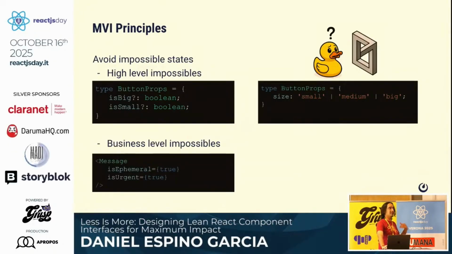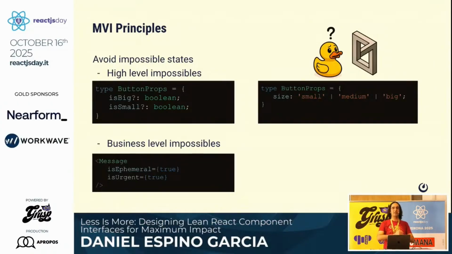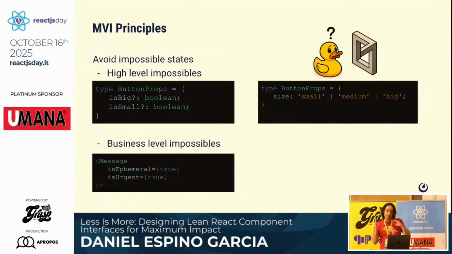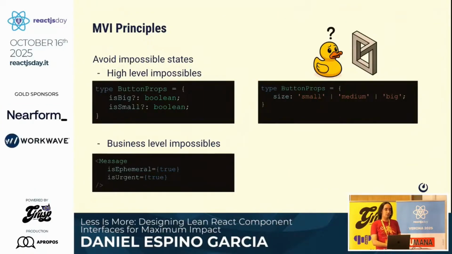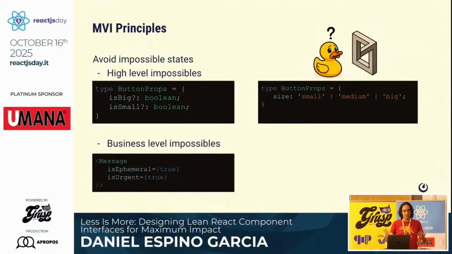But also business level impossibles. For example, let's imagine that we have a message and we have a prop to say if it's ephemeral and a prop to say it's urgent. But the way our system works, by design, an ephemeral message cannot be urgent. If it were urgent, it wouldn't be ephemeral. We have to avoid that also, because if not, we have to test for that, we have to define the behavior, and we shouldn't be doing that because it's wasting time, wasting money.